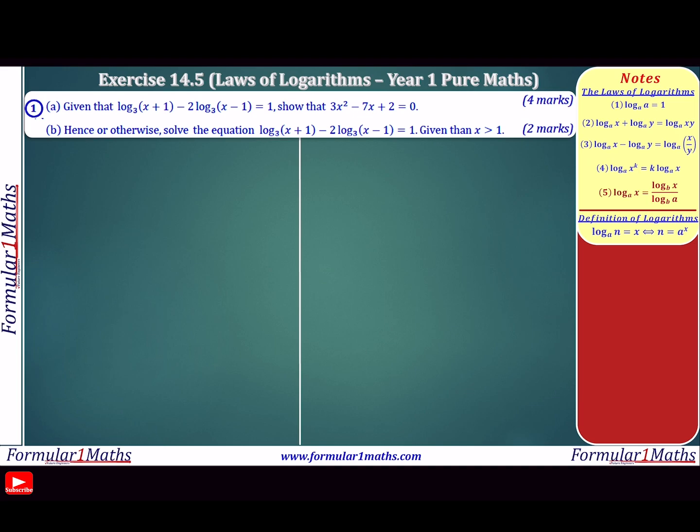Exercise 14.5 is a set of 3 questions on laws of logarithms for GCE A-level Pure Maths Year 1.